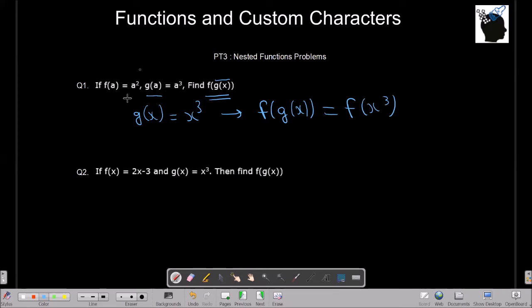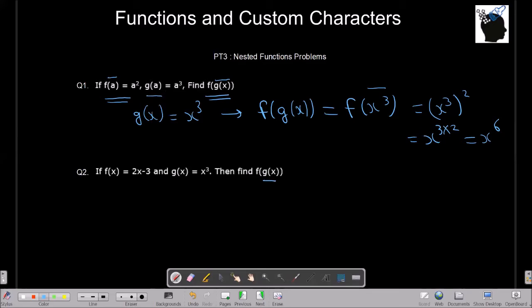We already know the value of f of a as a square. So we need to replace a with x cube, and we'll have x cube whole square, or nothing but x raised to 3 into 2, or x raised to 6. Let's try one more. So if f of x is equal to 2x minus 3 and g of x is equal to x cube, then find the value of f of g of x.